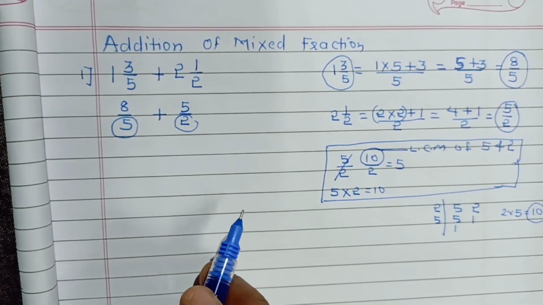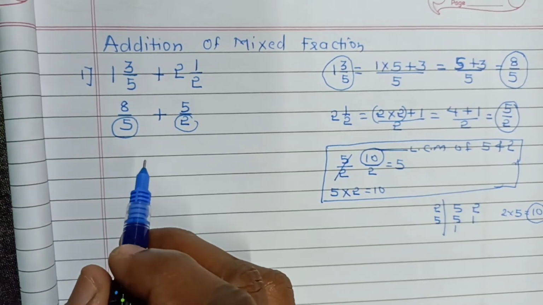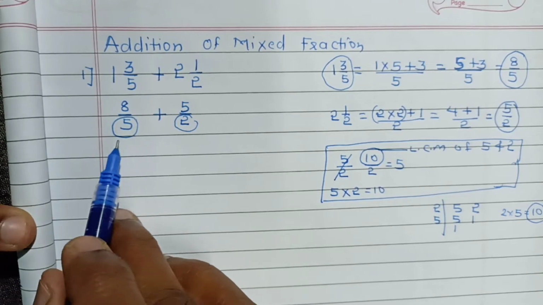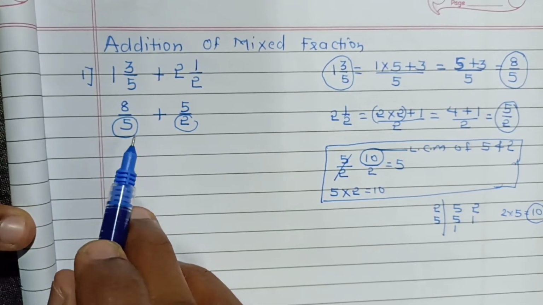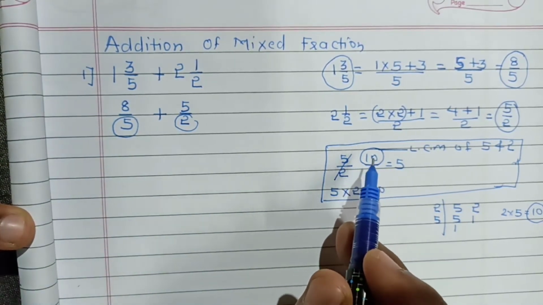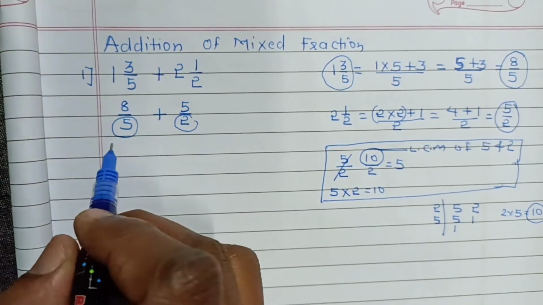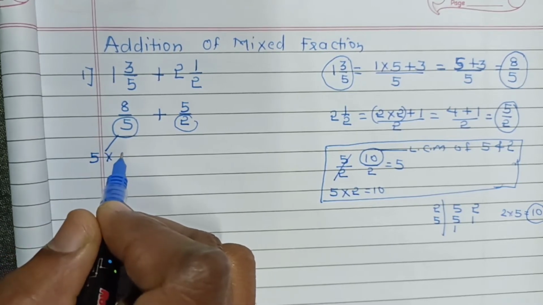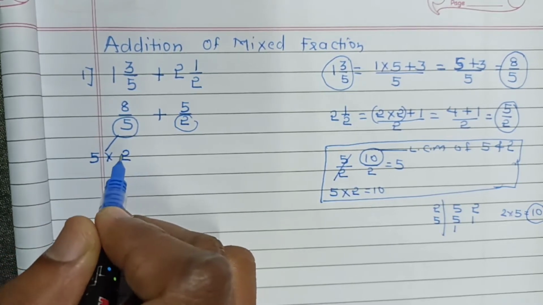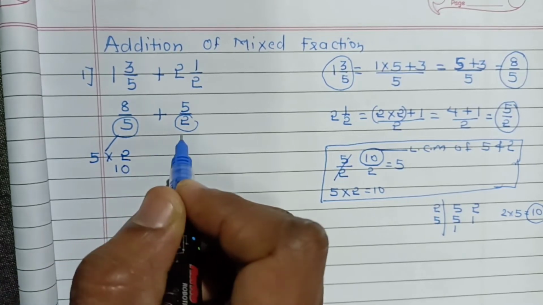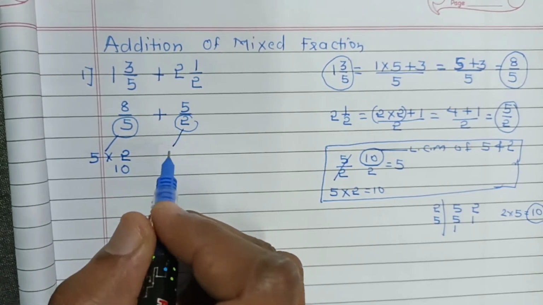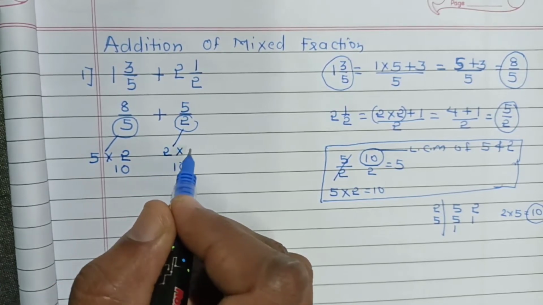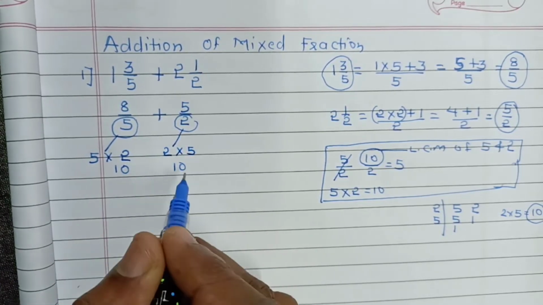Now next step, what you have to do? You have to add this. So before adding, you must make the denominator as 10. So why you have to make the denominator as 10? Because we got the LCM of 5 and 2 is 10. So how will you make this denominator as 10? This is already 5, it is given. Which number you have to multiply? 2. So the denominator we got is 10 here. Now here also, to get the denominator as 10, this number 2 you have to write as it is, and you have to multiply with 5. Now we got both denominators as 10.